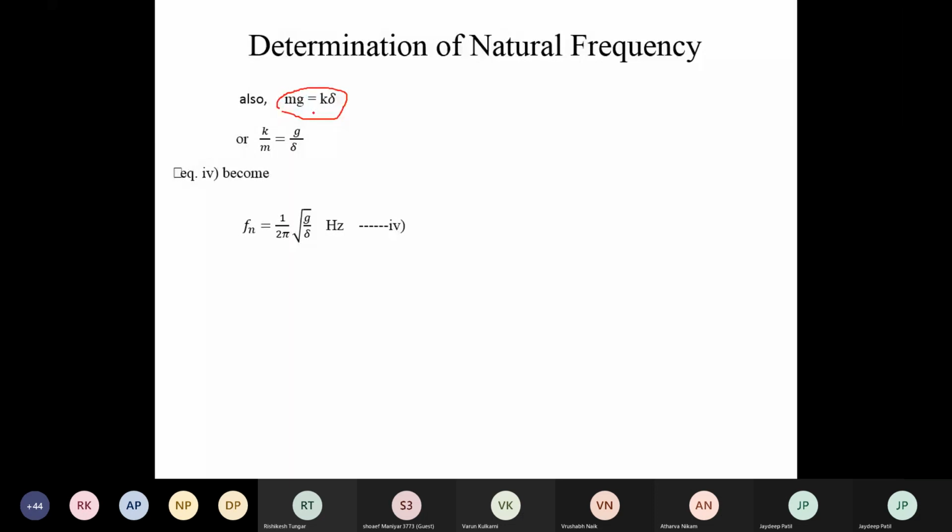What will the time period be? It is the inverse of this frequency, 1 upon Fn, meaning 2 pi under root of delta by g or m by k. You can write that the time period is the inverse of frequency.